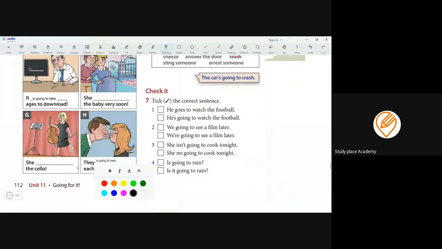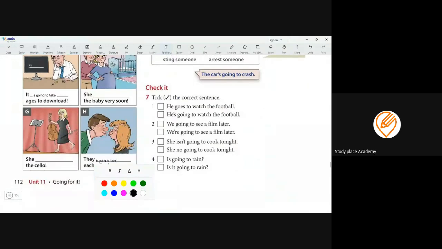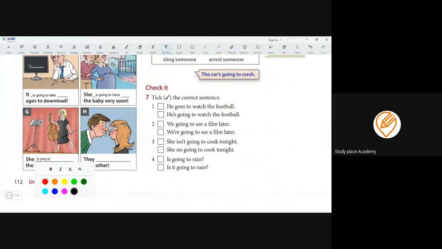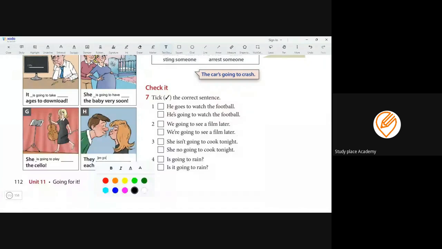And now she is going to play. She's going to play the cello. They are going to kiss each other.